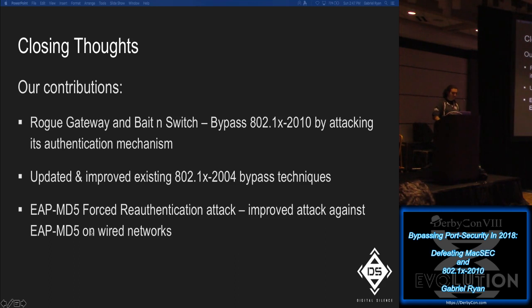So introduce that. Think about it like Metasploit for bypassing 802.1x. It's a good way to describe it. And finally, we've introduced the EAP force authentication attack, which is a forced improved attack against EAP MD5 on wired networks.